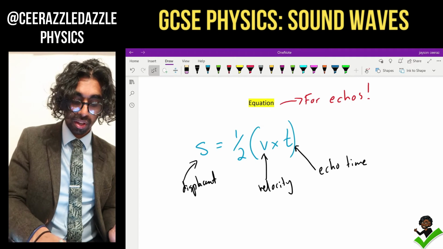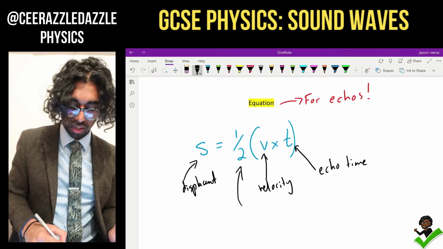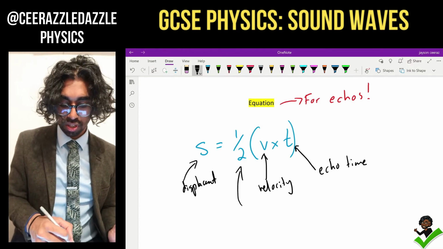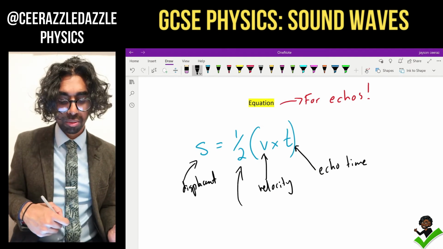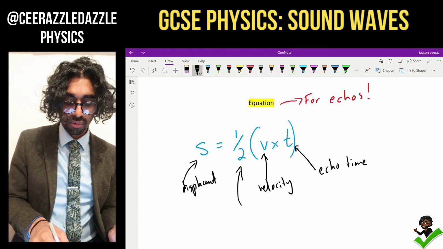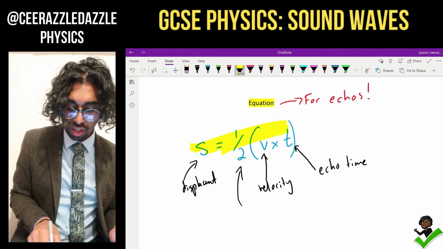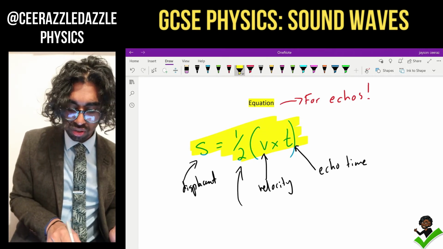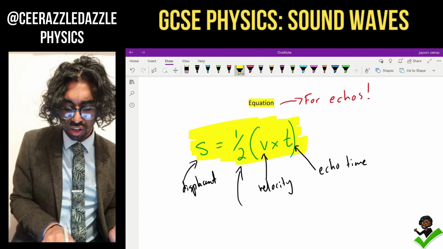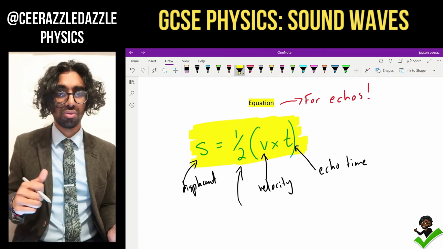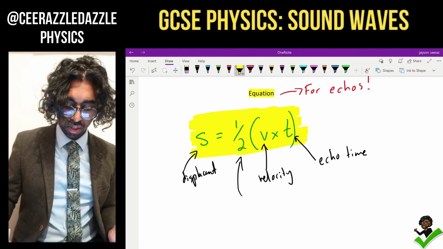That's why I have to put the half in over here. So the half is needed. The reason why is because it's going there and back. I must divide by 2. So that is the same formula. Make sure you're familiar with it. You don't have to use this, guys. If you can spot that you must divide it by 2, that's totally fine. That's all good. Right, next of all, let's go.